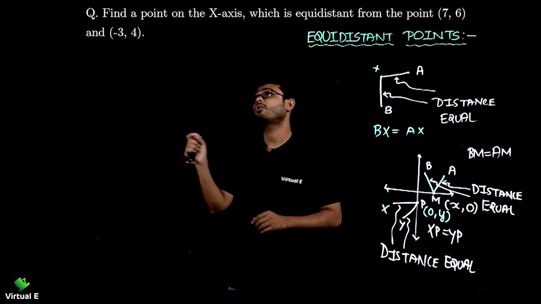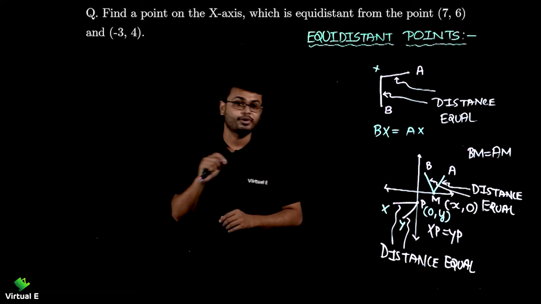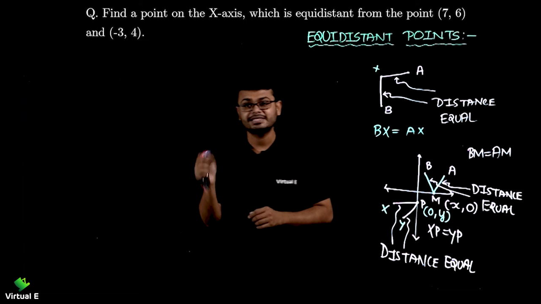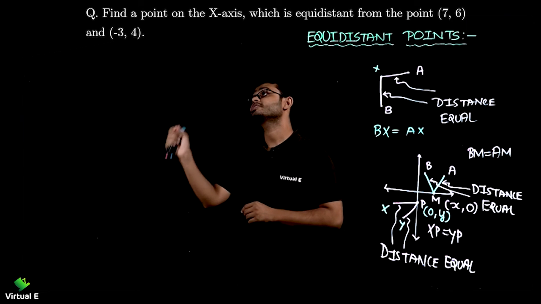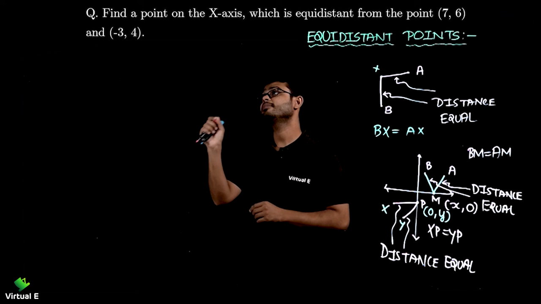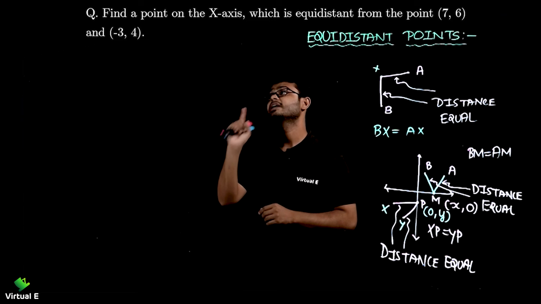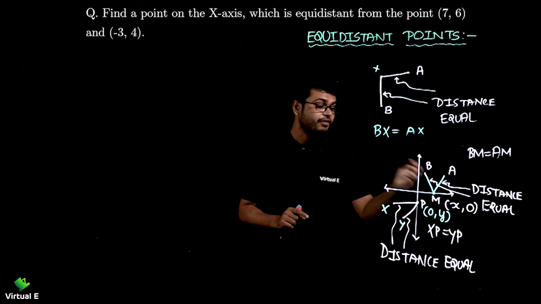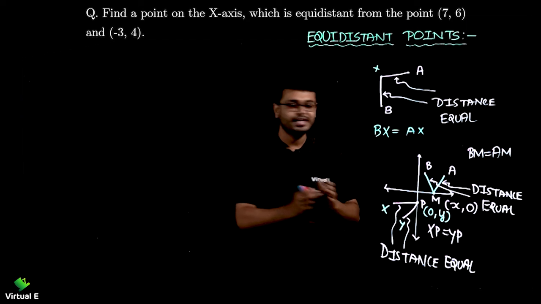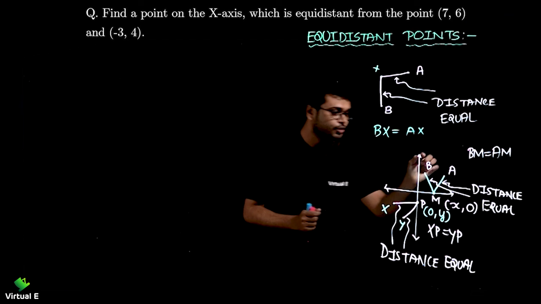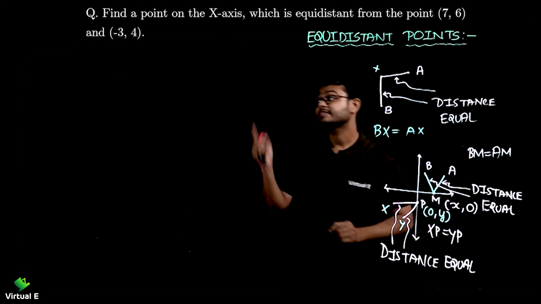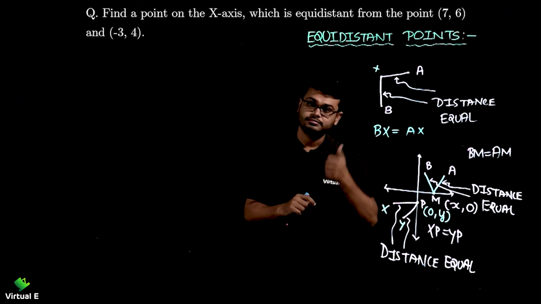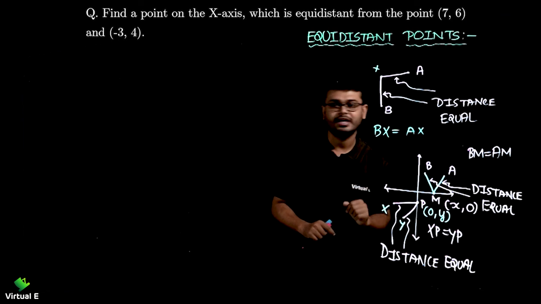Find a point on x-axis. Very important. It is given. We need to find the point on x-axis, right, which is equidistant from the points 7, 6 and minus 3, 4. Okay. So what information do we need to solve this sum? We need 2 points A and B. It's given over here, 7, 6 and minus 3, 4. Done.